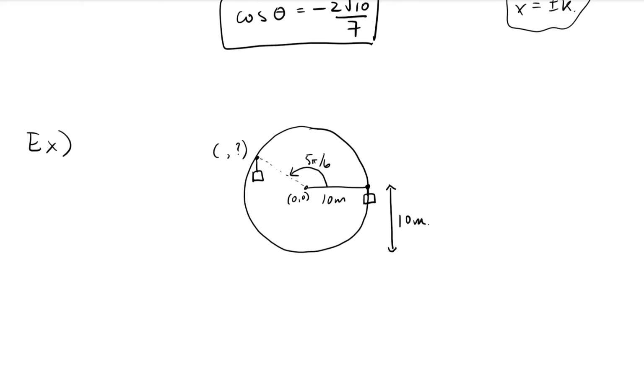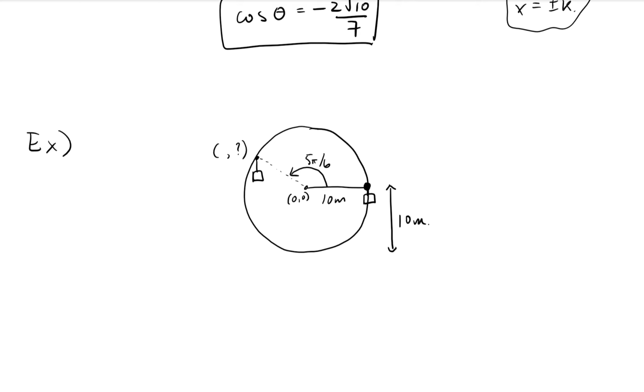So coming back to our Ferris wheel problem, imagine that initially you're here. The wheel has a radius of 10 meters, so at the moment you're 10 meters above ground. I've positioned the center of the Ferris wheel at (0, 0).